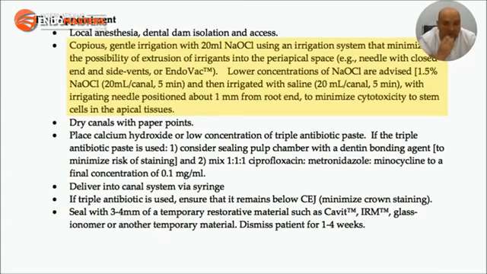For interim dressing, they suggest calcium hydroxide or a low concentration of triple antibiotic paste, and if triple antibiotic paste is used, always consider sealing the pulp chamber with a dentin bonding agent in order to minimize the discoloration effect of the minocycline component of the triple antibiotic paste.